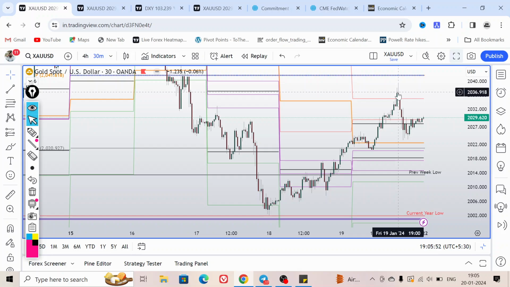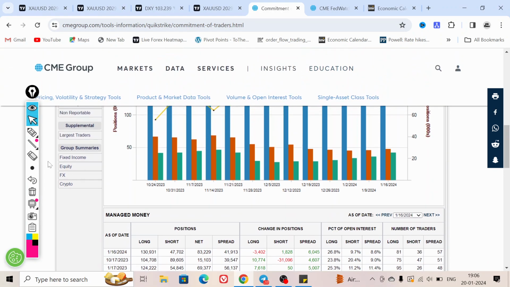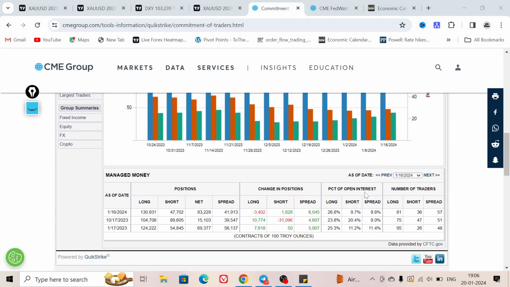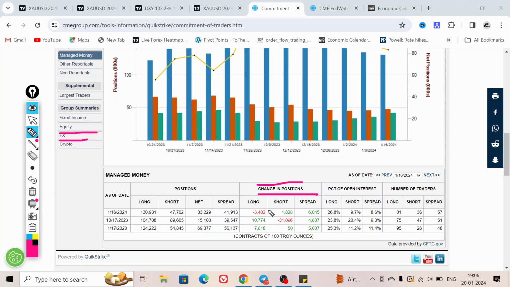So what are the levels that we have to watch? Let's discuss those levels. But before that, let's check the latest COT, that is the Commitment of Traders report. If we check the latest COT report, we are watching the positions of managed money, and for this particular report you can see that this time the managed money are covering their long positions and they are adding into the shorts now.